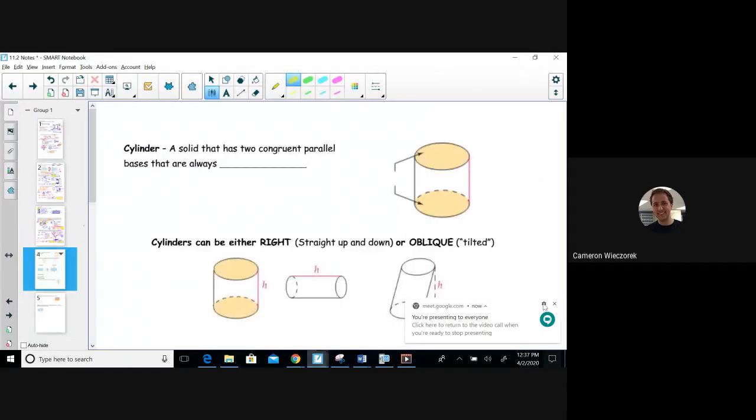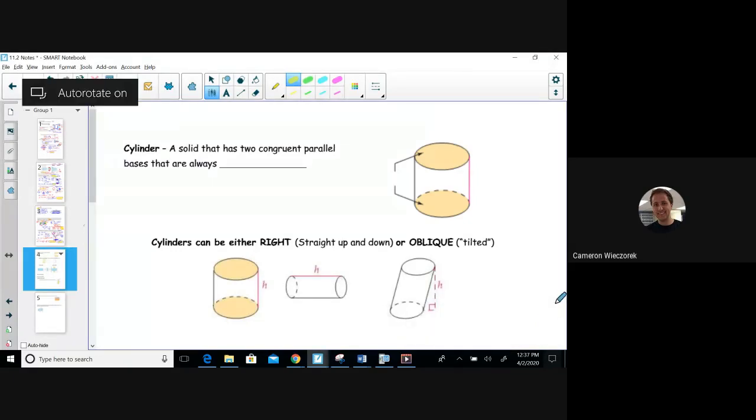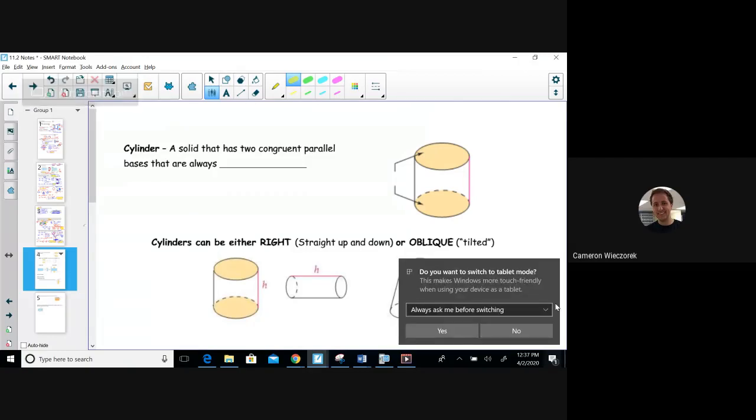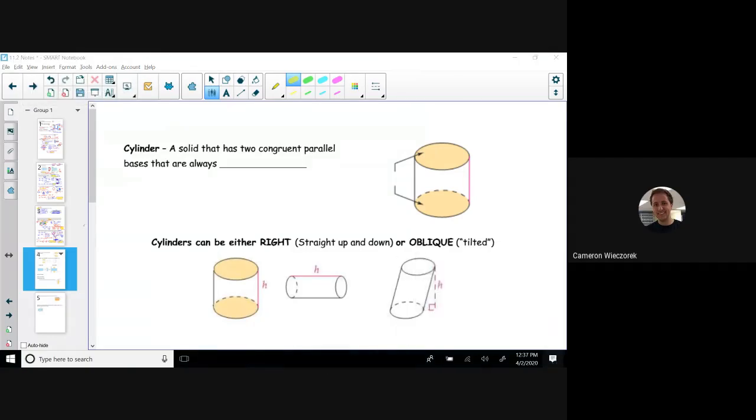All right, so cylinders, what's nice about these is they're very similar to prisms, except we're dealing with circles as our bases instead of dealing with polygons. But the formulas are pretty much almost the same.